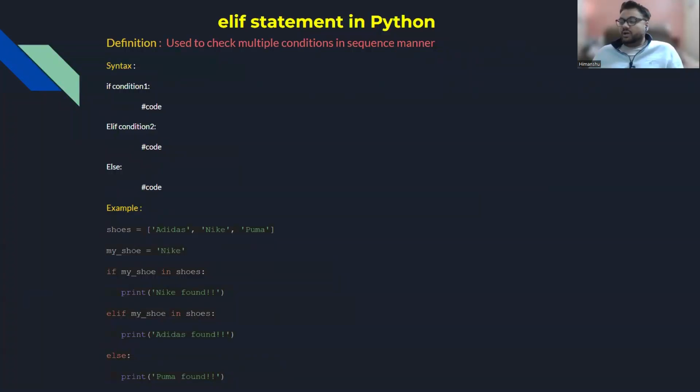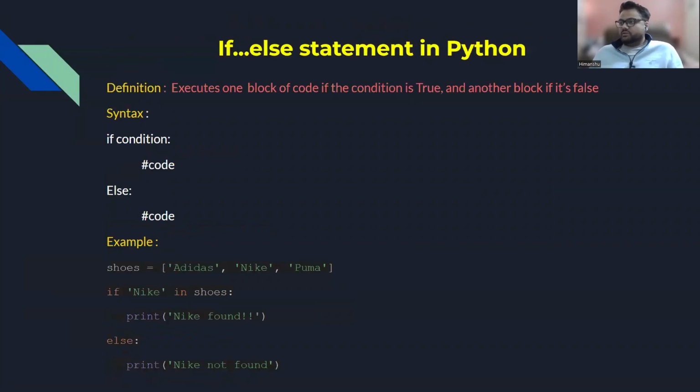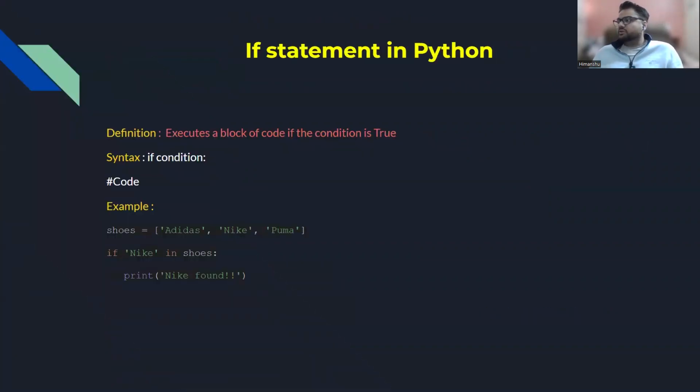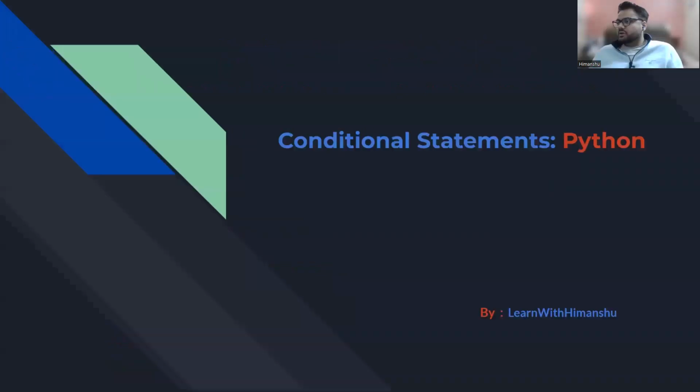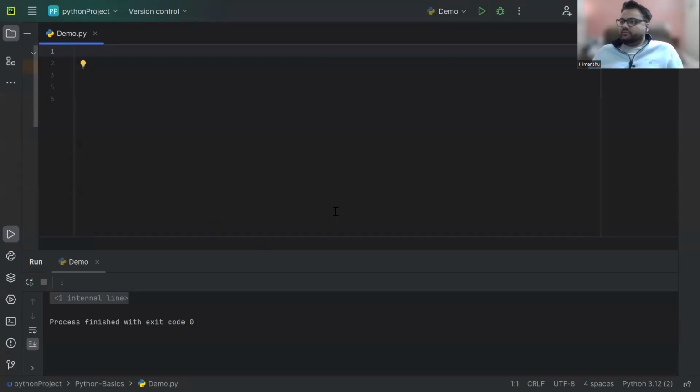Now the last one is elif. This is the way in which we can have multiple if statements and one else. So we can have if, then elif. You can have multiple elifs, and then at the end you have to mention the else. So this is all about the conditional statements in Python. Now let's dive into each one of them in our demo.